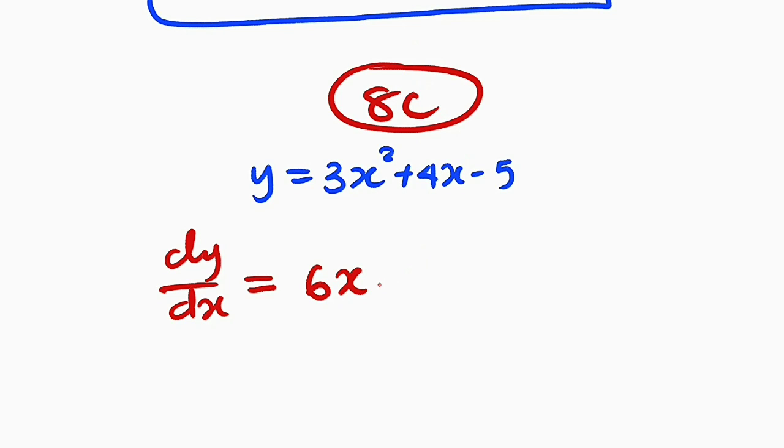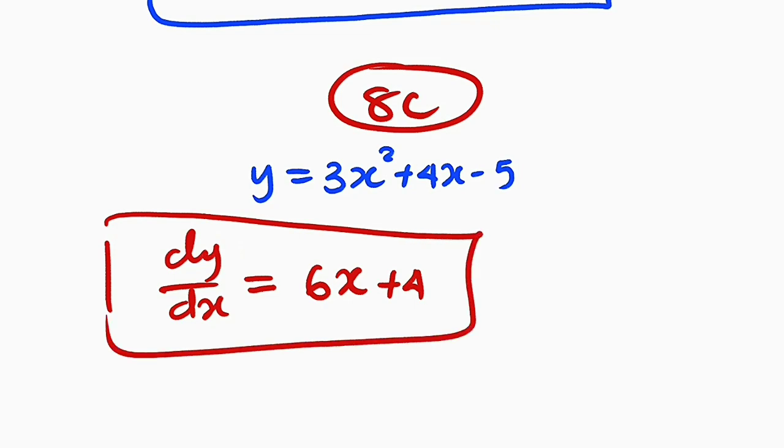It will drop down to multiply 4. Then x raised to the power of 1 minus 1 is 0. So x to the power of 0 is 1, so you don't have to write it. And the derivative of a constant is 0. So you see, this is the solution.